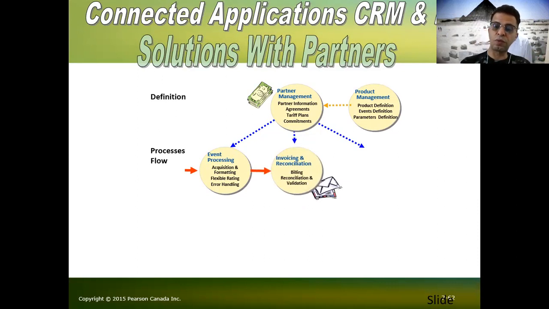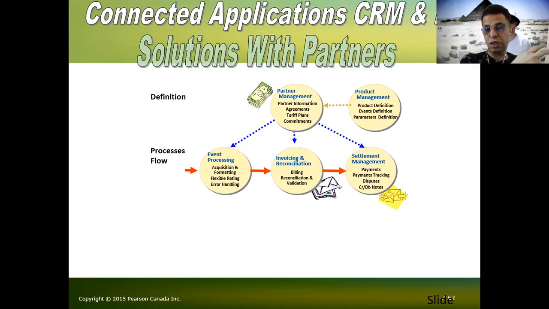Then one of the things that you need to take into consideration is invoicing and reconciliations, such as billing, reconciliation, and validation. And also you have some kind of settlement management, which is the payment: how many cars I delivered, what I'm supposed to get, or how many SIM cards I sold, what is my commission, and how much I'm supposed to pay my partner.